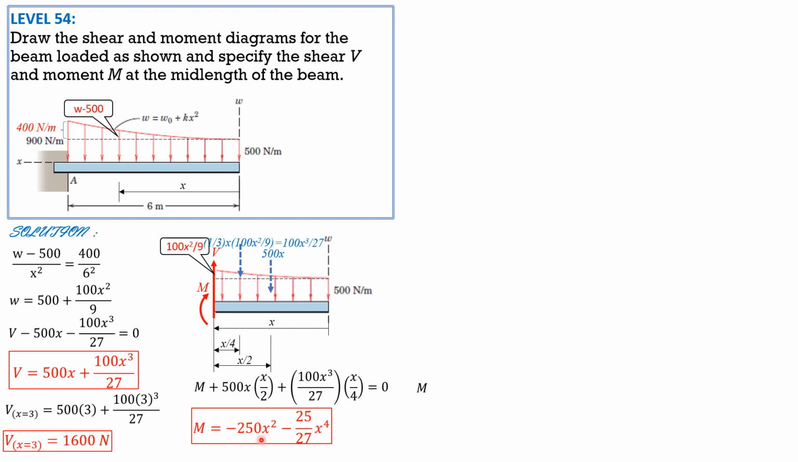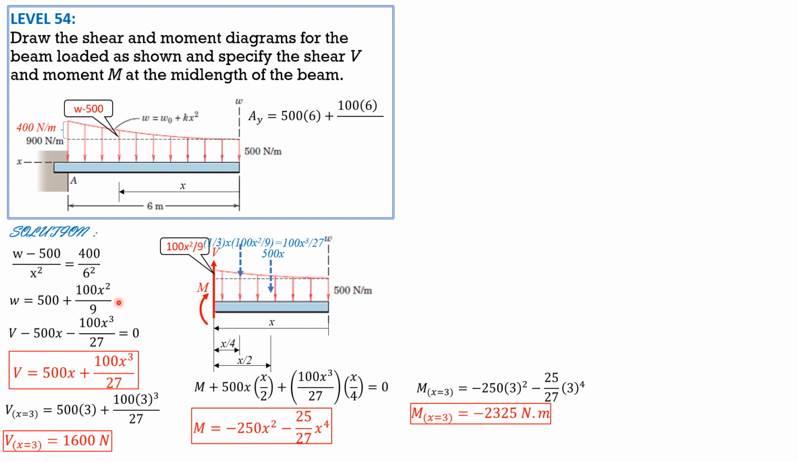At x equals 3, we substitute x is 3 here. So it is negative 250 times 3 squared minus 25 over 27 times 3 to the 4th. And the moment at mid-length of the beam is equal to negative 2325 Newton meter.